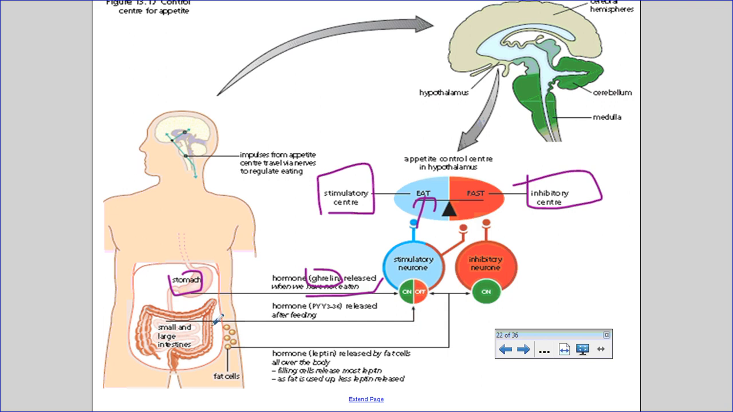Now, when you're full, that hormone PYY will be released from the small intestines, will travel to the hypothalamus, and will turn off that stimulatory center, basically turning on that inhibitory part of it, telling you not to eat, so telling you to fast. Now, that hormone leptin produced by fat cells is also going to act on that inhibitory center, basically when those fat cells are full, telling you that you have enough to eat.